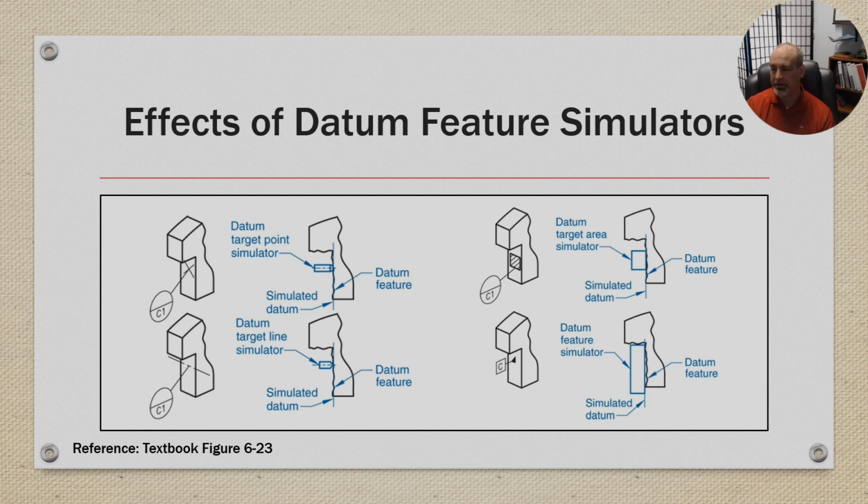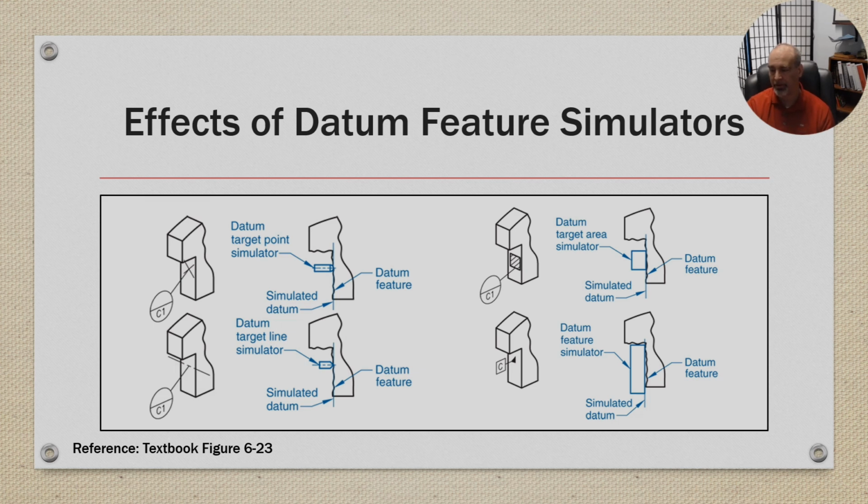And a datum feature simulator example is this block. So maybe you put a 1, 2, 3 block up against a surface so that you can measure the distance to somewhere with a specific tool, and you're actually measuring against the 1, 2, 3 block and not the actual workpiece to get the measurement. That becomes a simulated datum in itself.